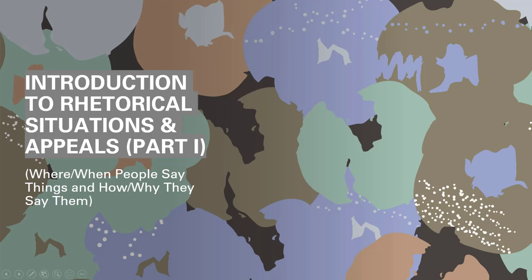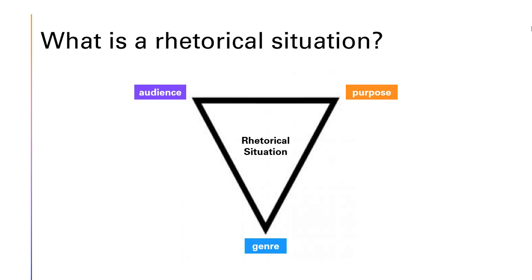Hey everybody! Today we're going to be talking about an introduction to rhetorical situations and appeals, or, as you can also title this lesson, where and when people say or write things and how and why they say them. In order to define a rhetorical situation, you need to also understand its three major components. Basically, any rhetorical situation can be broken down into audience, purpose, and genre.